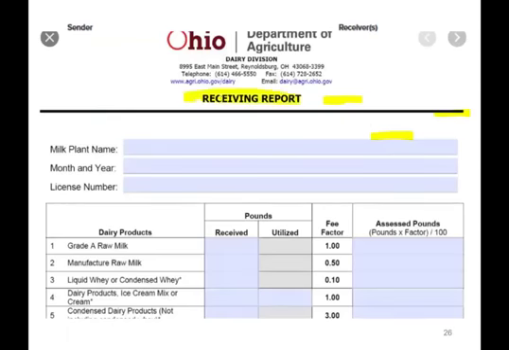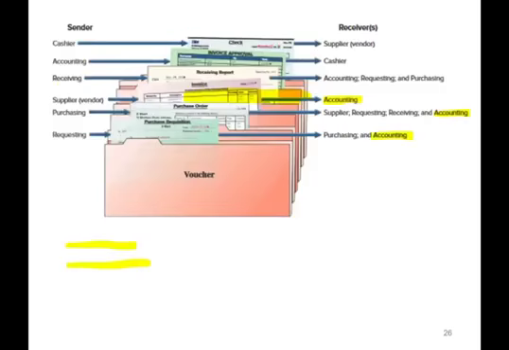the receiving department would prepare a receiving report that we received. For example, this is a receiving report for grade A milk, manufacturer raw milk, so on and so forth, but it will be like 5 tablets. So there'll be a receiving report. The receiving department, which is a separate department, would receive the 5 tablets, and also send one copy to the accounting department. Also, they will send one copy to the person that requested it.